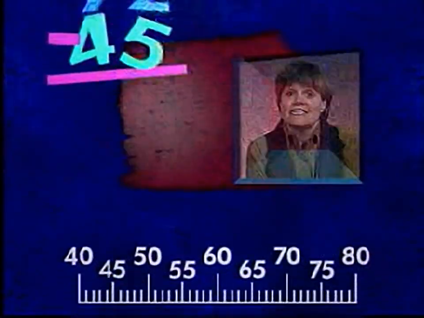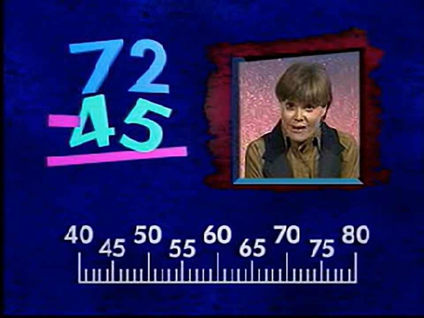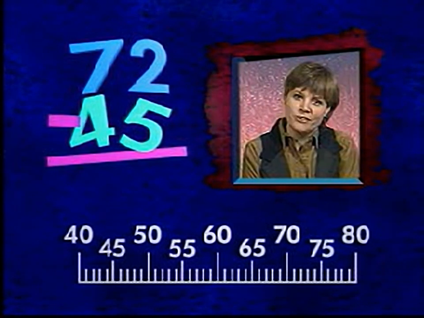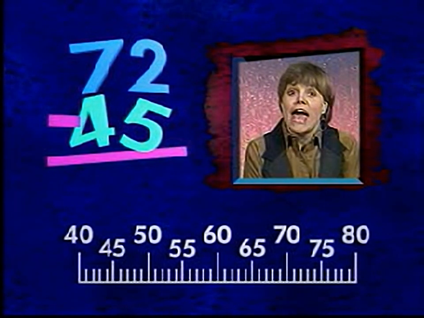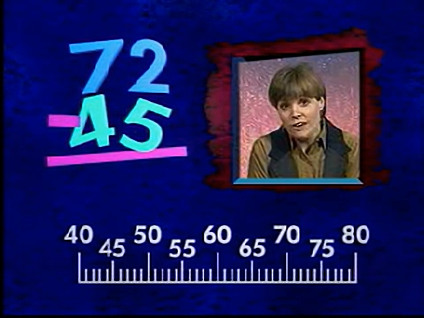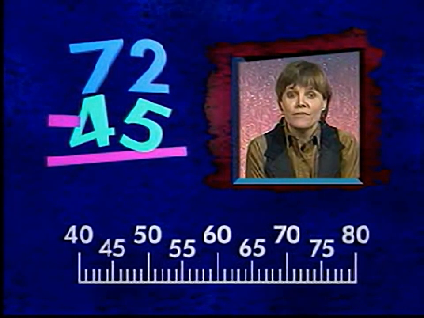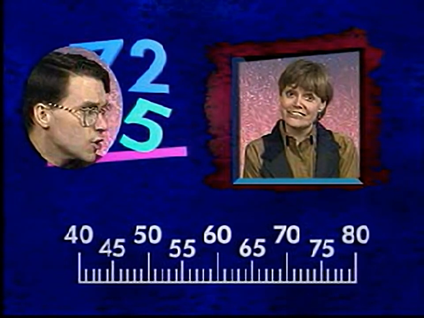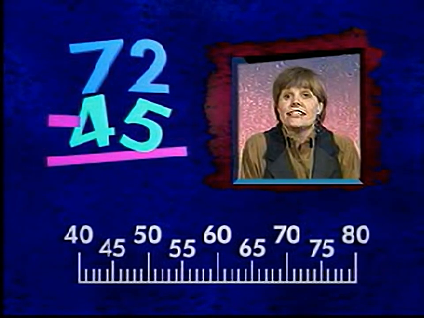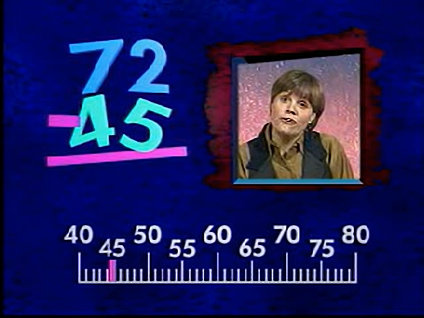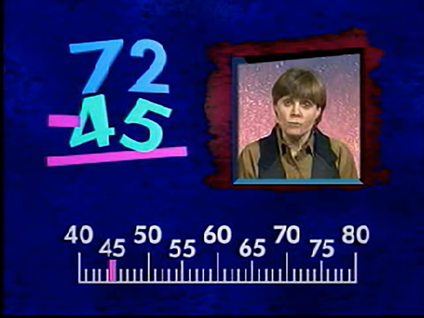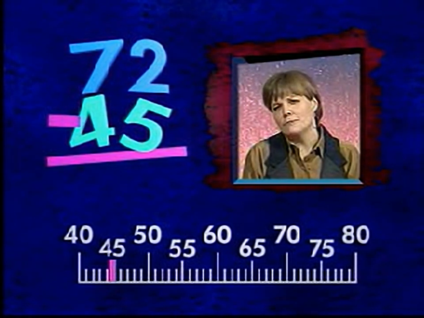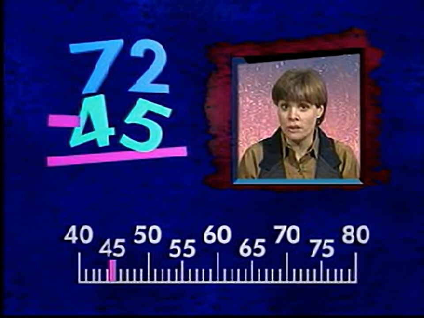Okay, 72 minus 45. We start with a smaller number, 45, and add on until we get to the larger number, 72. We just keep track of how much we add, and that's our answer. Show me how you do it. I start with 45 and count on by tens until there isn't any room for another 10. I'll keep track of how many tens I use on my hand.